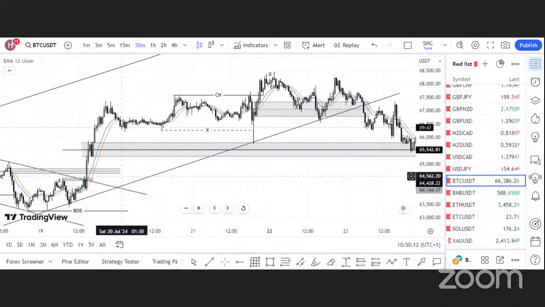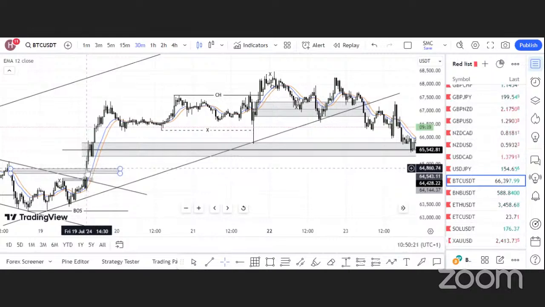So after the displacement, after leaving this huge fair value gap, you see how the market went up, created another fair value gap, retested the recent fair value gap that has been created, and then the market continued to go bullish.